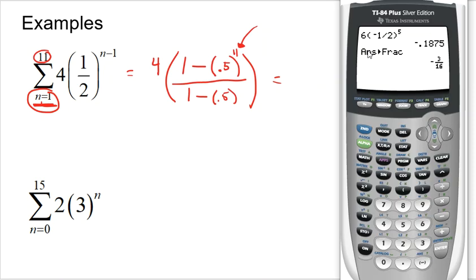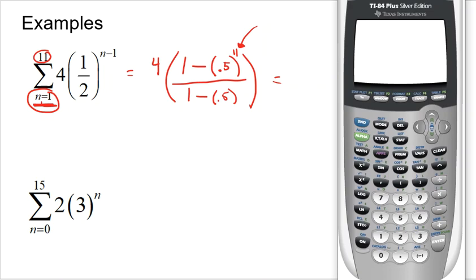But the tricky part is actually typing this into the calculator. Some kids have a very hard time doing it. So my thought process is go slow, use order of operations, and use parentheses. So it's 1 minus 0.5 raised to the 11th. Hit enter. Now I'm going to divide that by, you can do the 1 minus 0.5 in your head. That's really not that difficult. 1 minus 0.5 is 0.5.